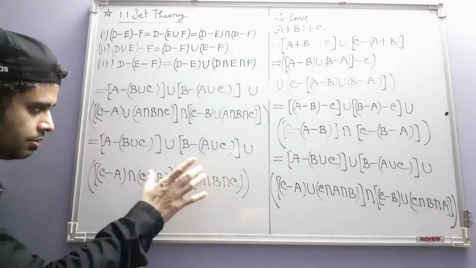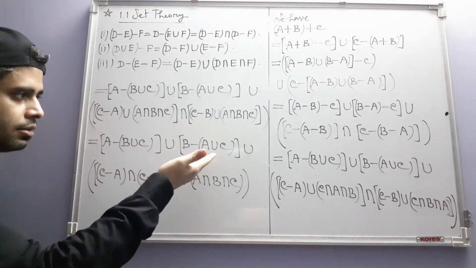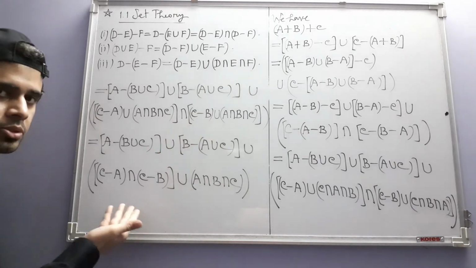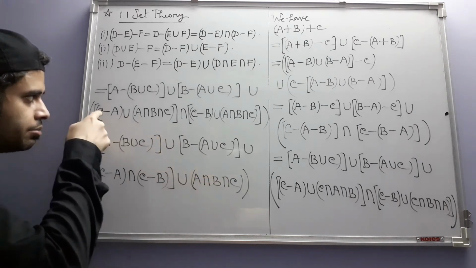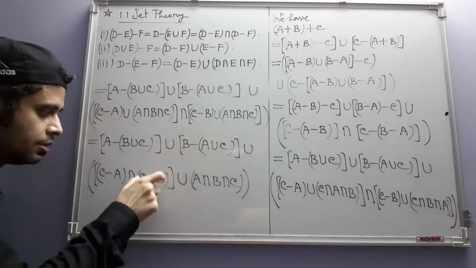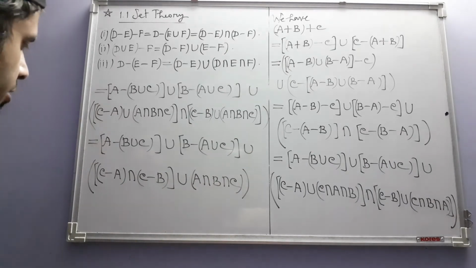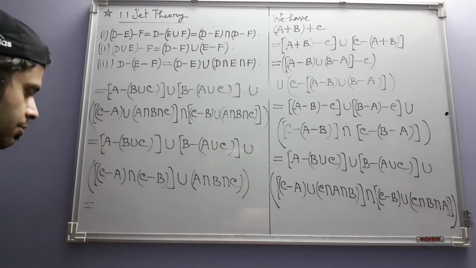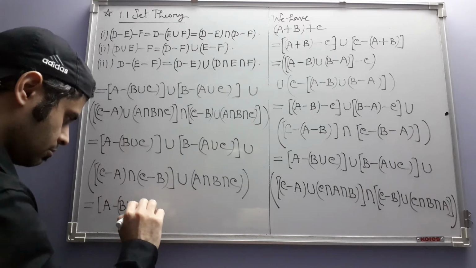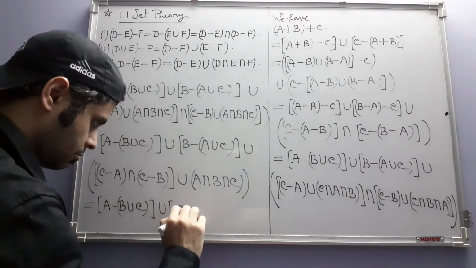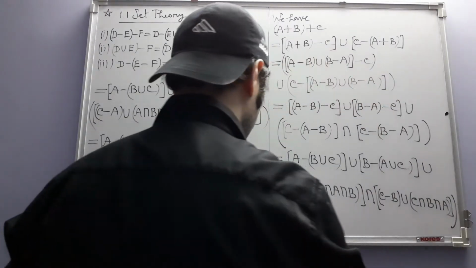So normally what we do, we have something like this, we apply the distributive law and we get this, but here it's in the opposite order. So you have C minus A union A intersection B intersection C intersection C minus B union A intersection B intersection C. So we have used the distributive law here. Okay, now union, I have to write from there.